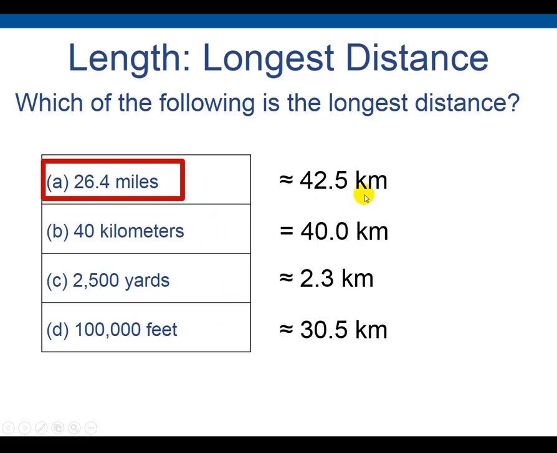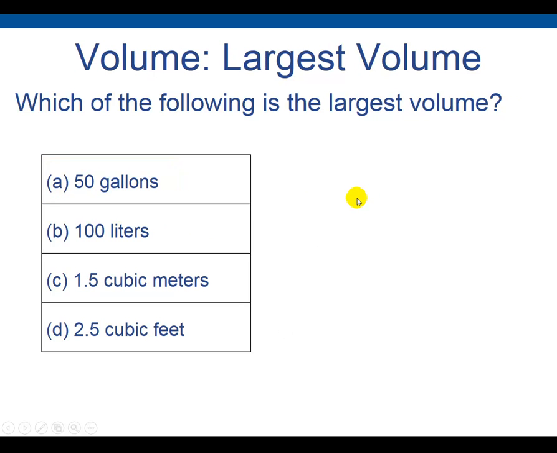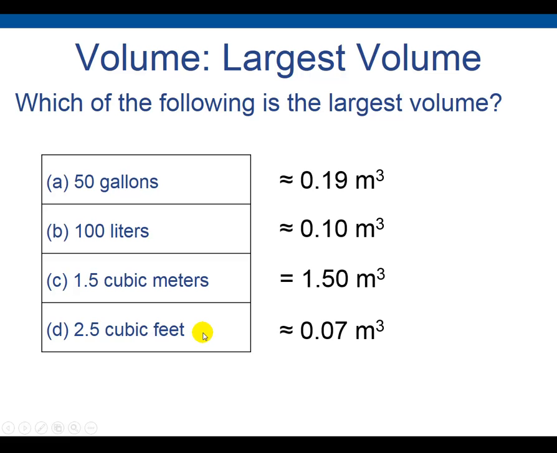Okay, 42.5 kilometers. How about the largest volume? These are the units of volume. So gallon is volume, liters is volume, cubic meters is volume, cubic feet is also volume. We can convert it into cubic meters. Okay, so 50 gallons is equal to 0.19 cubic meters, 0.10, 1.5, 0.07 cubic meters. So in this case, we found that the third one is the largest volume.